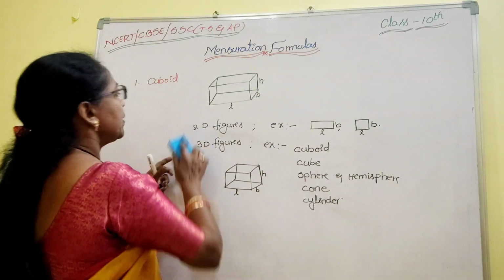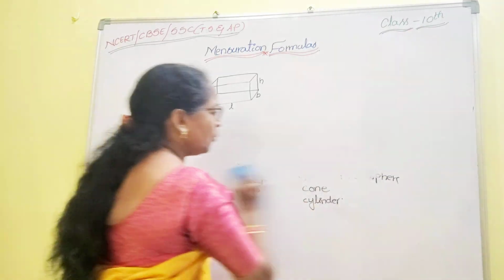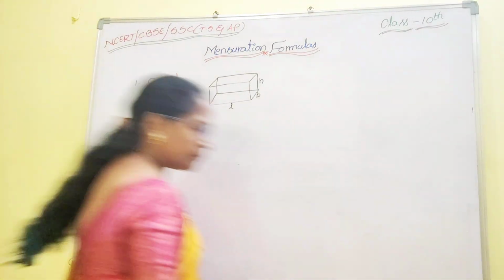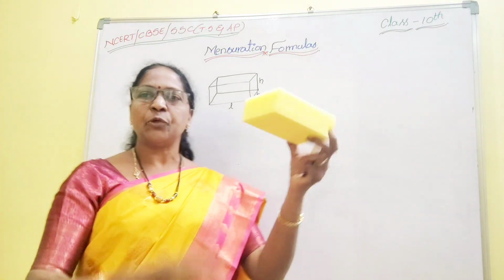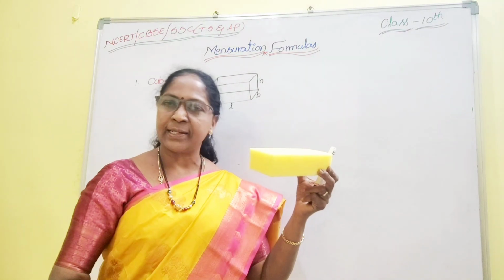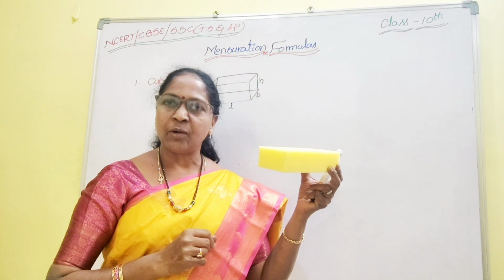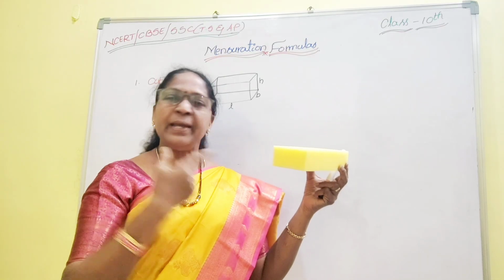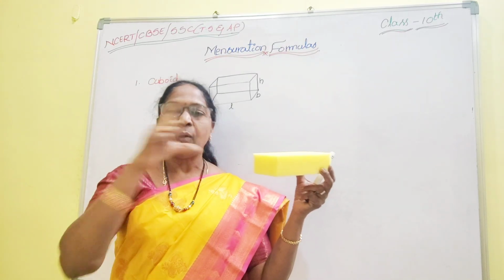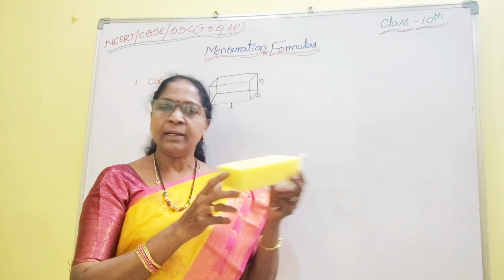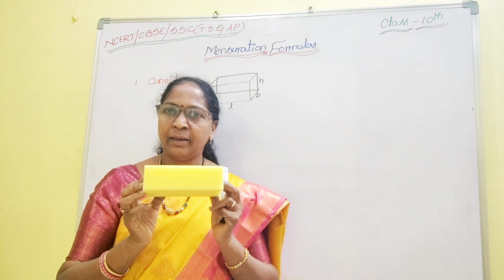Now, the first one is a cuboid. This is the cuboid, the best example of a cuboid. A book, a matchbox, or a toothpaste box, Colgate for example, those are all cuboids.